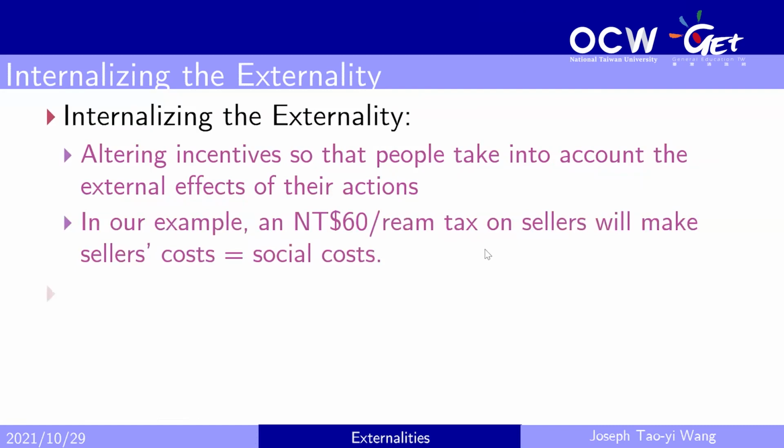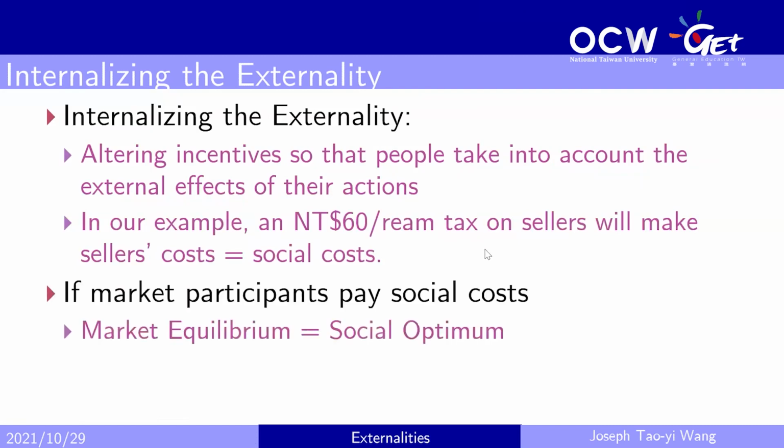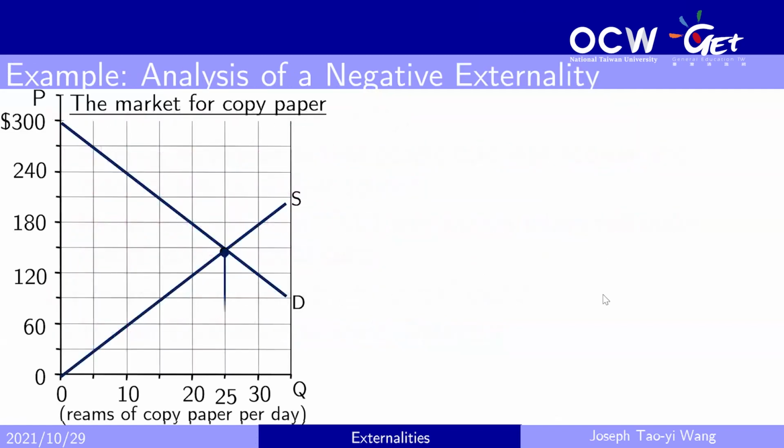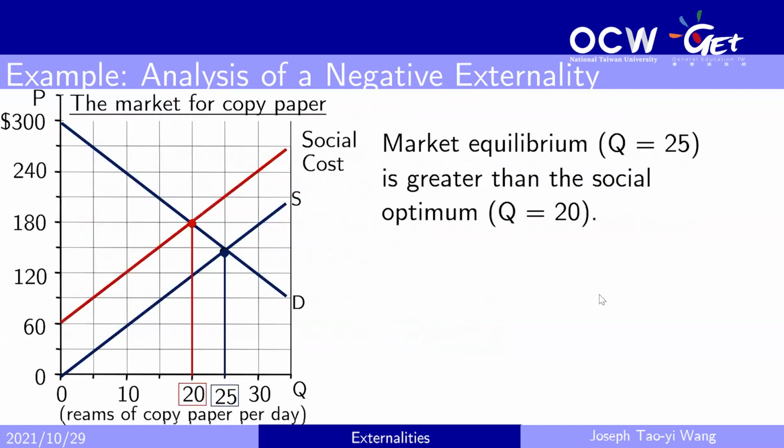Then you're shifting the supply curve up by exactly the external cost, and so your supply curve will coincide with the social cost curve. And then the market equilibrium will go back to maximizing total surplus. And so the market equilibrium will achieve the social optimal. So let's take a look. So here is the original market equilibrium at 25, the social cost curve.